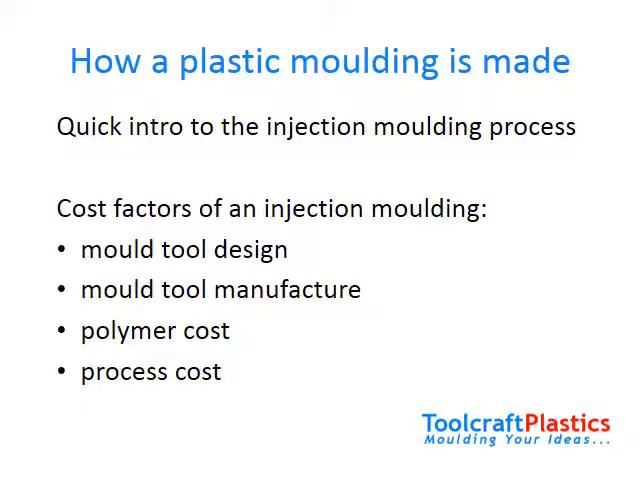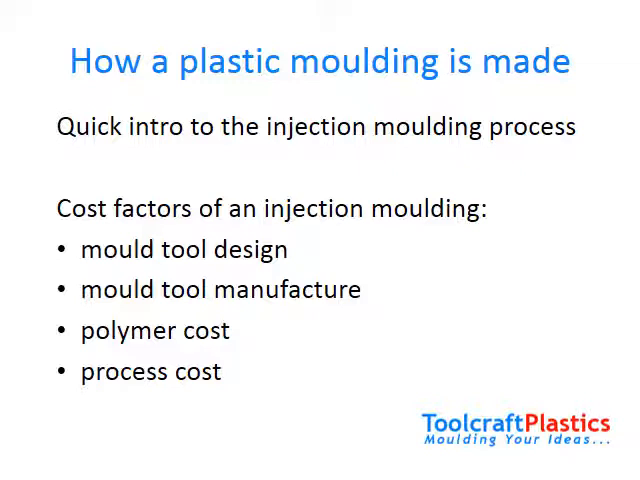Before going into cost factors in more detail, I want to give you a very short introduction to the plastic injection moulding process. To make an injection moulding, a plastic injection moulding machine forces melted plastic material into a mold tool. The mold tool cavities give the plastic product its shape. Once the material has cooled and is set in shape, the mold tool opens and the finished product is ejected. The tool then closes to allow the cycle to begin again.